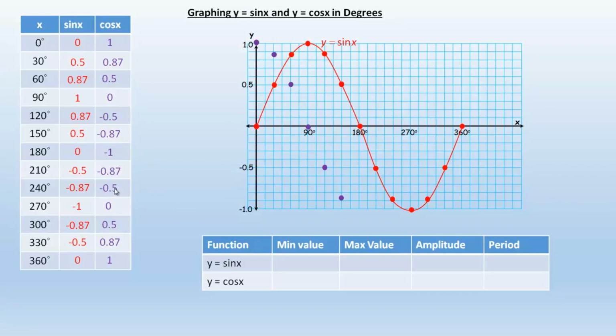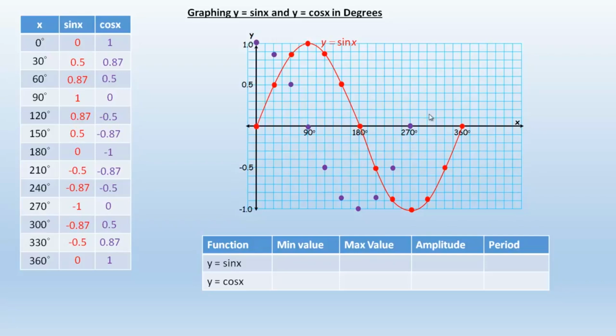And negative at 240, whoops, I skipped a couple. That's the one we just did. So at 180, it's at negative 1. So 180 would be negative 1 right there. And then at 210, so 210 would be right here. It's at the negative 0.87. That's that one right there. And we go to 240, it's at negative 0.5. So 240 will be right here. It's at negative 0.5. And then 270, it's at 0.